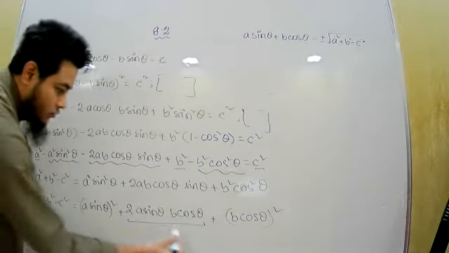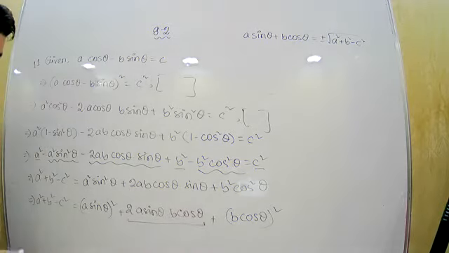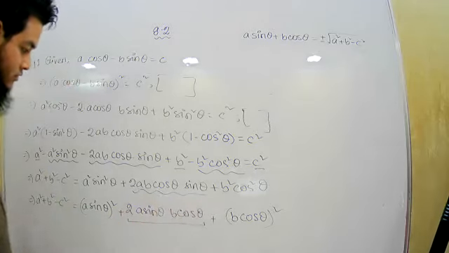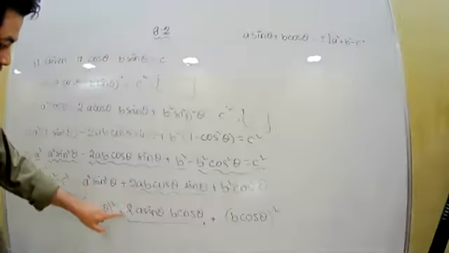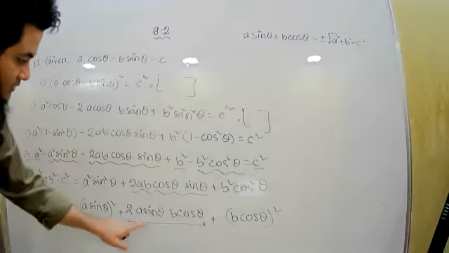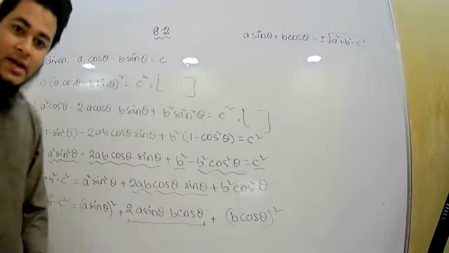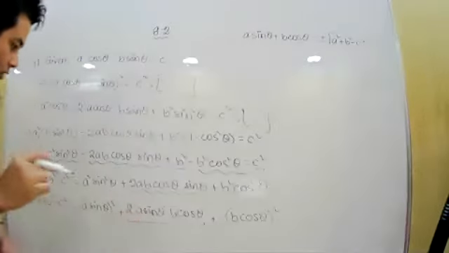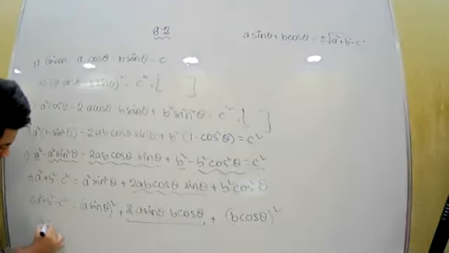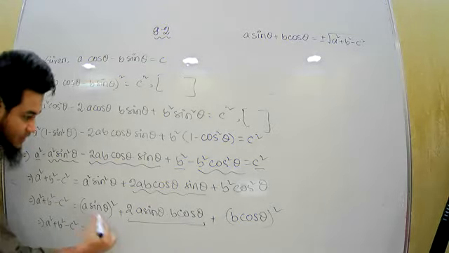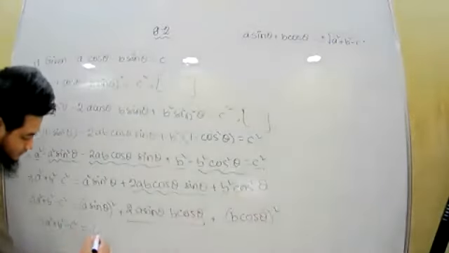Now this one I wrote according to my advantage, but I have to check whether I have made any change with this one or not. You can see that 2 is same, a is there, b is there, cos theta is there, and sin theta is there. So you can see that I have just rearranged it. I did not make any kind of changes. So I'm good. So here a square plus b square minus c square will be a plus b whole square, right?